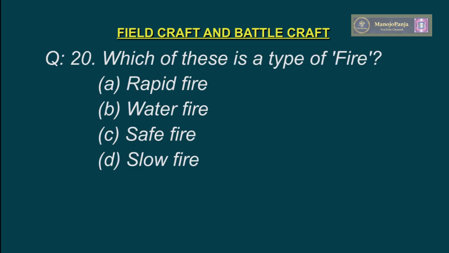Question 20. Which of these is a type of fire? A. Rapid fire. B. Water fire. C. Safe fire. D. Slow fire. Right answer A. Rapid fire.